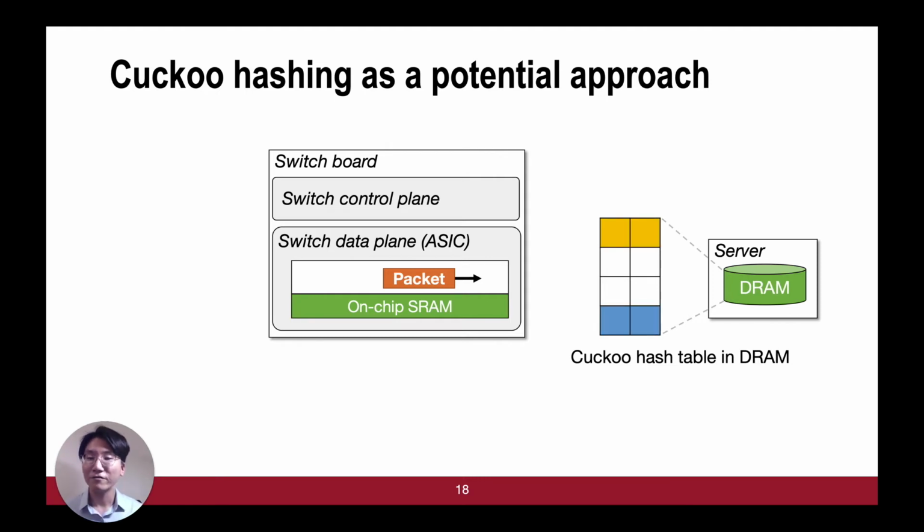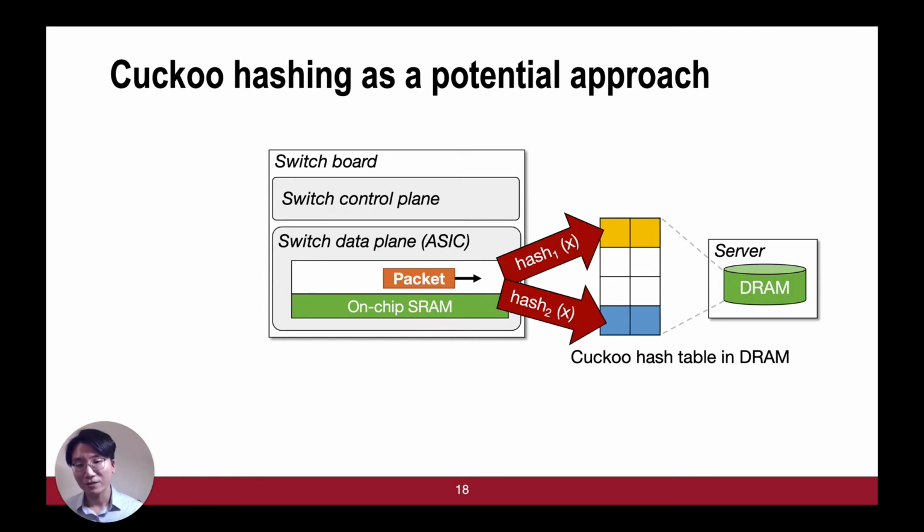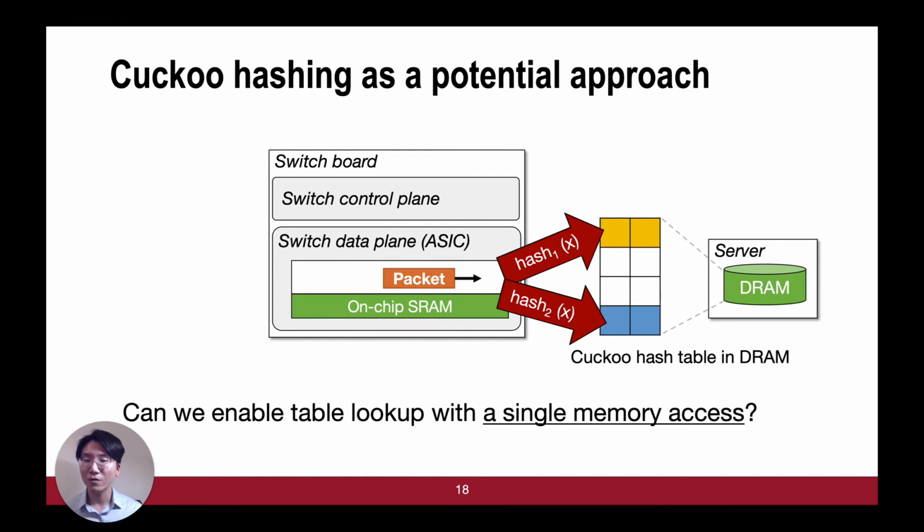In a two-way cuckoo hashing, for example, when you look up an entry with a key, there are two candidate buckets where the value for the key can be located, which means it requires two memory accesses to retrieve the correct table entry. However, while SRAM in a switch supports parallel memory accesses for such table lookups, it is hard to support it on DRAM, especially through an RDMA channel, efficiently. So we need an alternative that can enable table lookup with a single memory access.